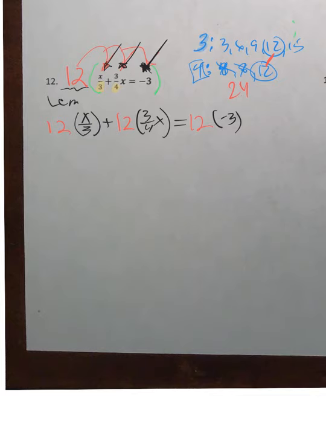And then let's go ahead and multiply. So I can put like a 1 underneath that. So I can say 3 goes into 12 4 times. And then 4 times x is 4x.